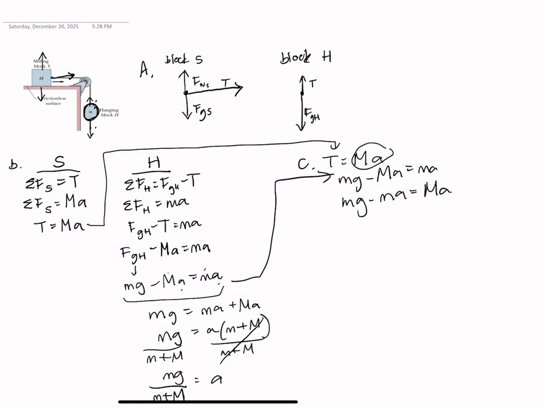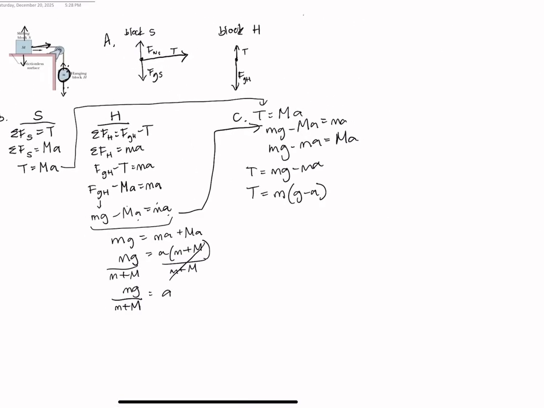And since these two are both equations for big M times A, we can just set them equal to each other. Because remember, the goal is to get rid of this variable. We don't want it in our equation for T. And then we can just take out the mass of block H to just simplify it. Okay.